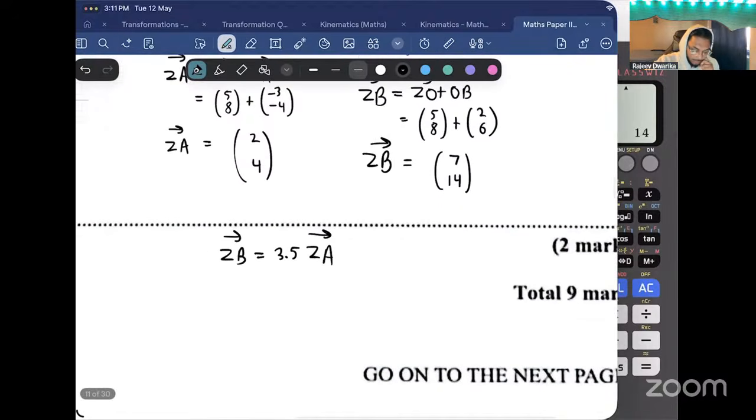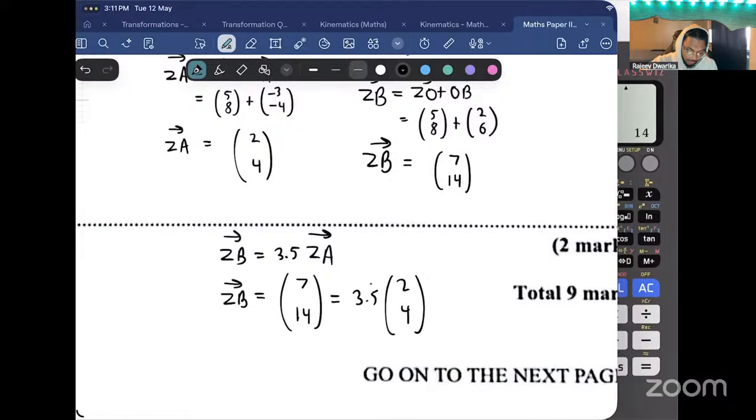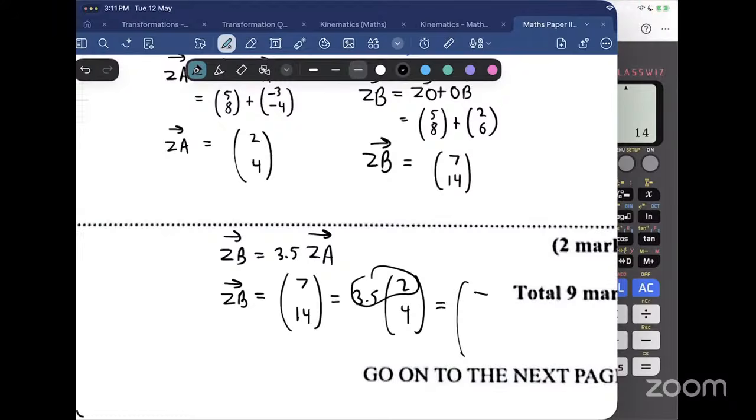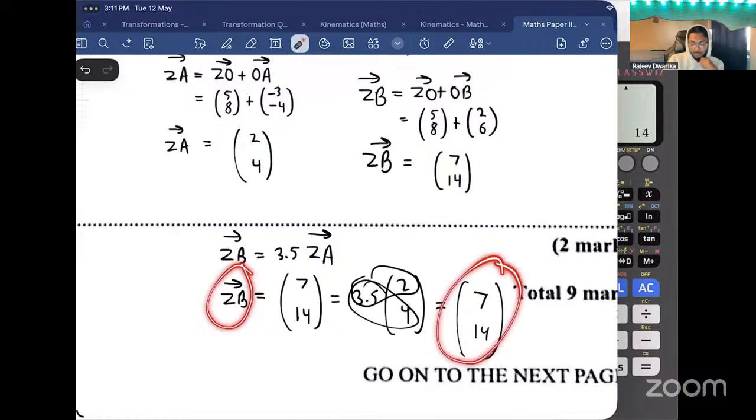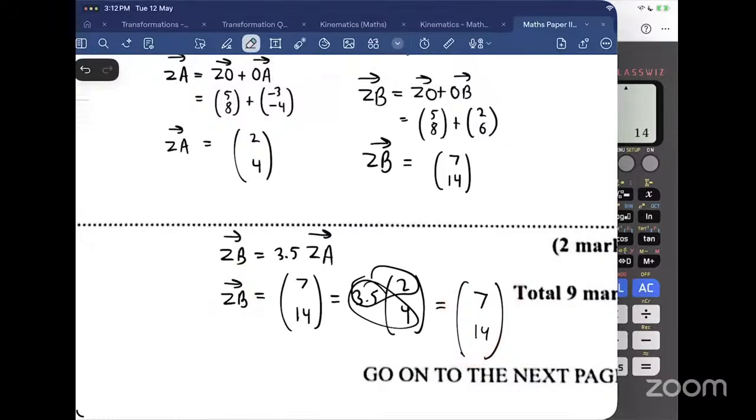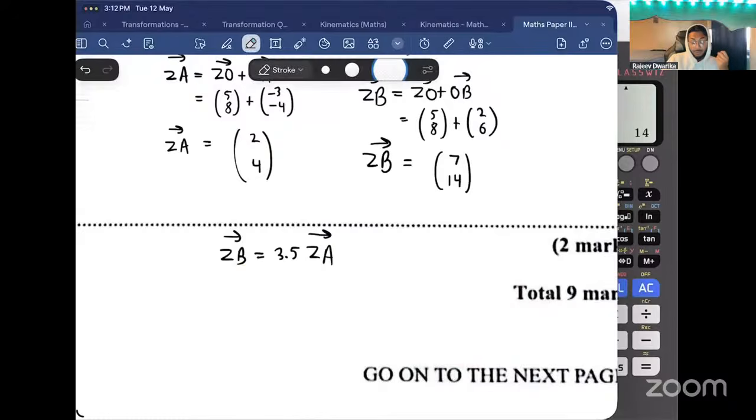Let me explain something. ZB is equal to 7, 14. If I multiply ZA, which is 2, 4, by 3.5, what is 3.5 times 2? 7. What is 3.5 times 4? 14. Yeah. So you see, we get back ZB, right? Yes, sir.